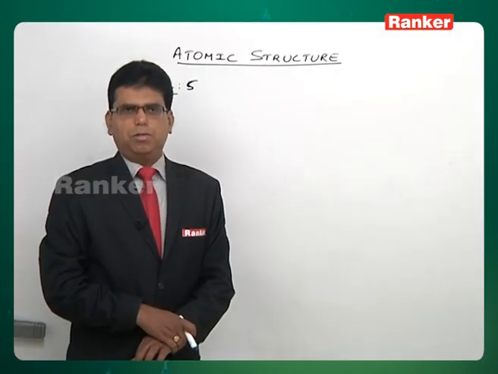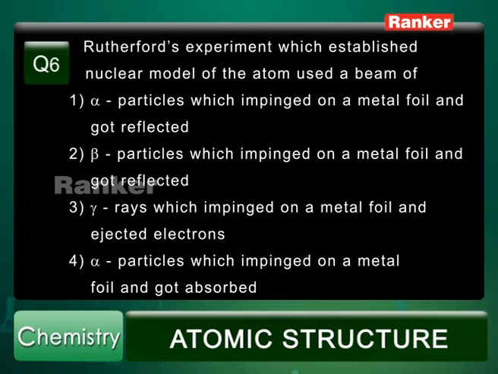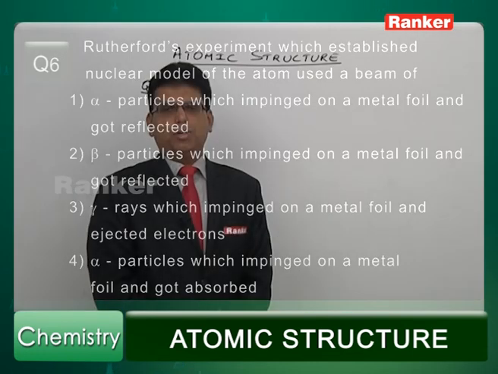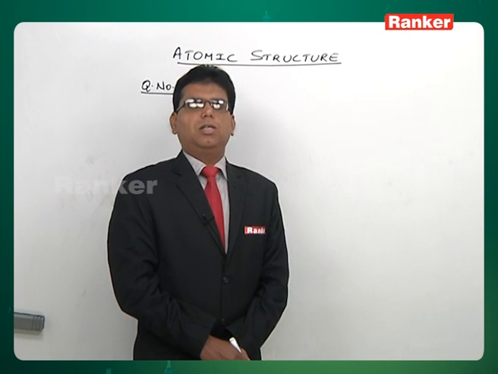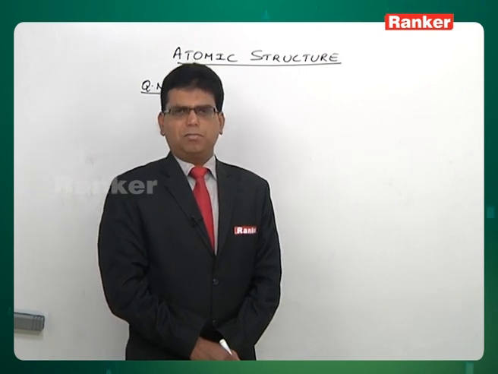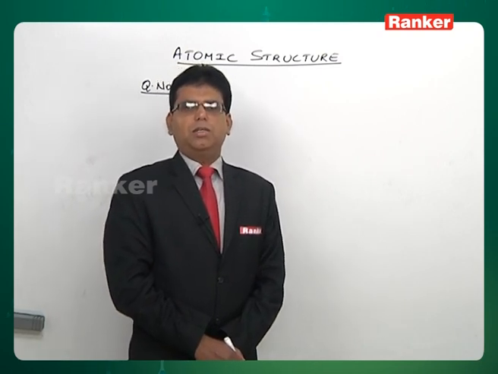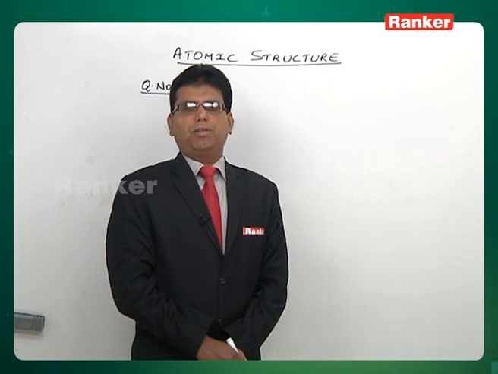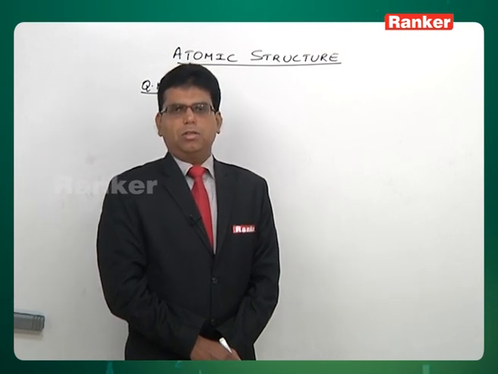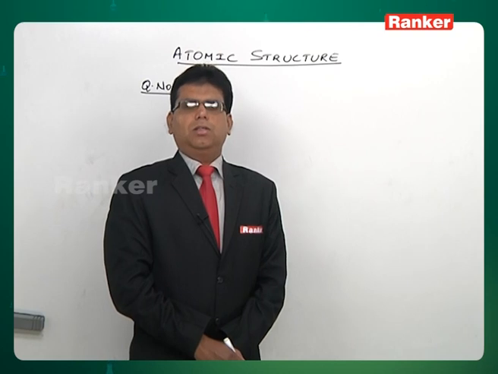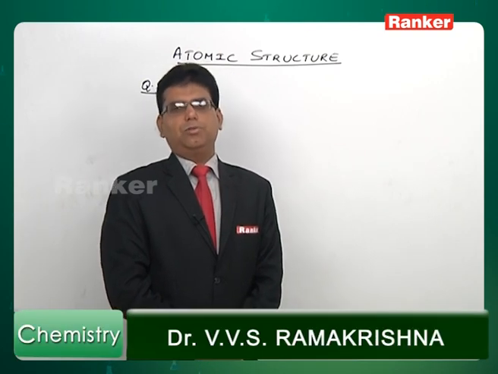Now let's move to question number 6. This is again a conceptual, theoretical question. Rutherford's experiment, which established the nuclear model of the atom, used a beam of... In Rutherford's gold foil experiment, alpha rays from a polonium source are impinged on a metal surface, and some of the rays are deflected, some pass through, and very few of them are completely reflected back. From this experiment, the structure of the atom was understood.